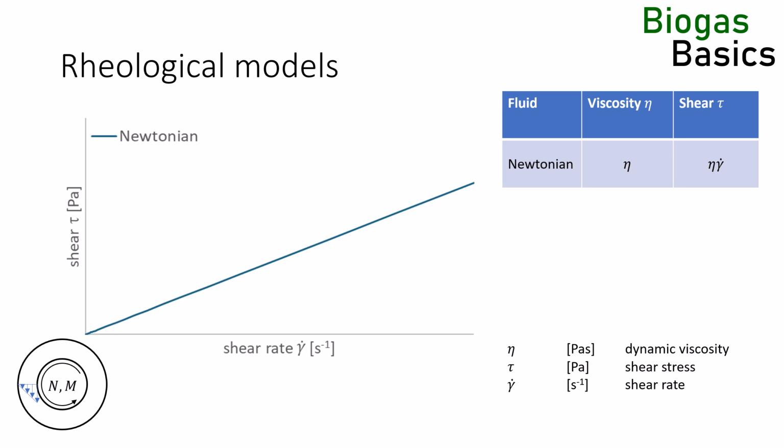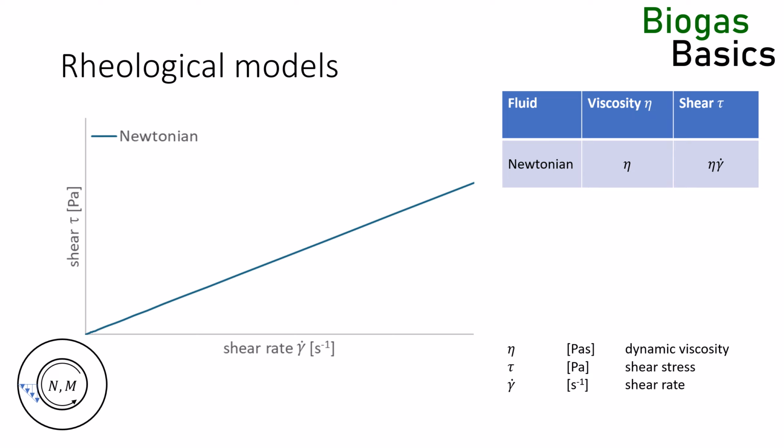We also see the immediate problem with this experimental setup in AD. Digestate contains fibers that are of similar size as the gap in the rheometer, and this causes problems with the measurement. I will show different methods that can be used to estimate rheological parameters of digestate in later episodes of this series.